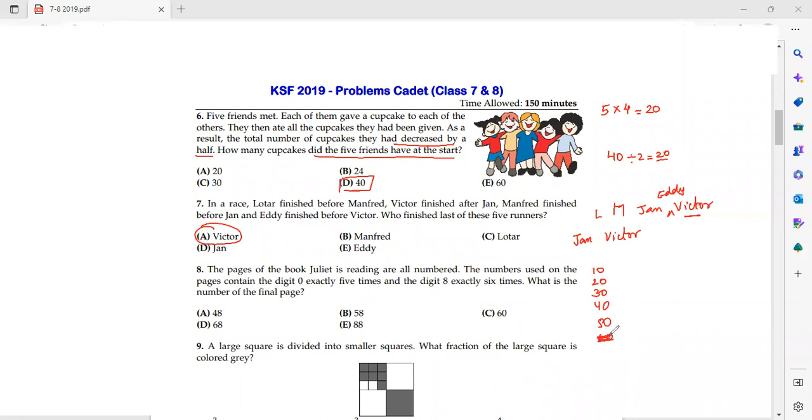So she has read until 50, and they're saying the digit 8 appears exactly 6 times. So we start with 8, 18, 28, 38, 48. So here 8 is appearing 5 times, but it is saying 8 appeared 6 times. So you will go up till 58. You can't go up till 60 because if you do 60, then 0 will appear 6 times. Hence, we'll stop here. So what is the number of the final page? So the number of the final page will be option B, which is 58.